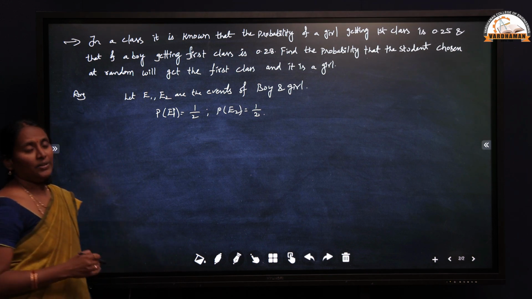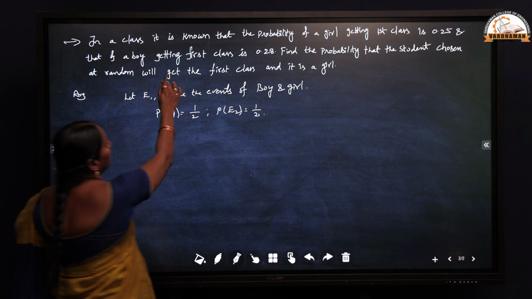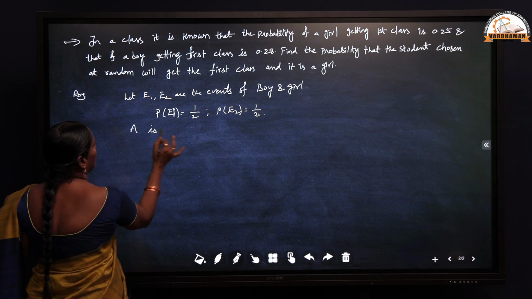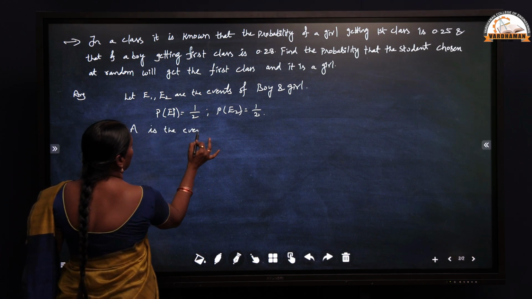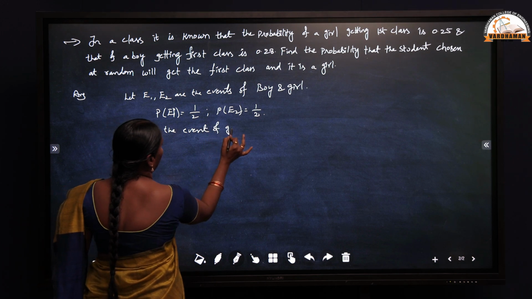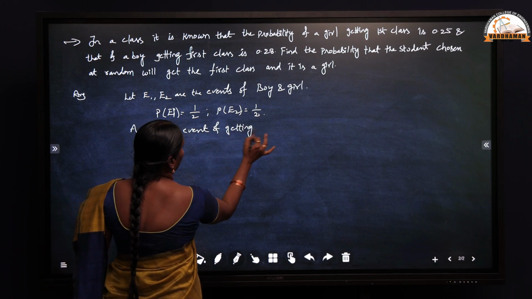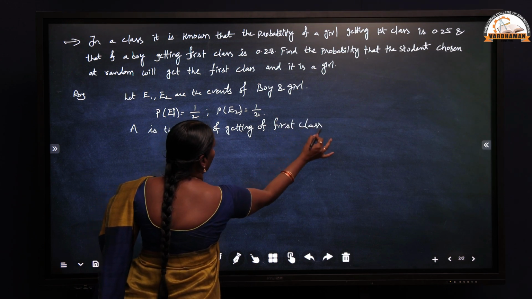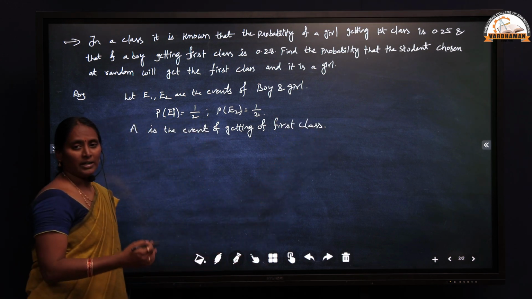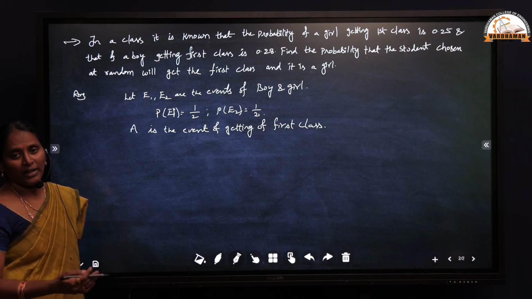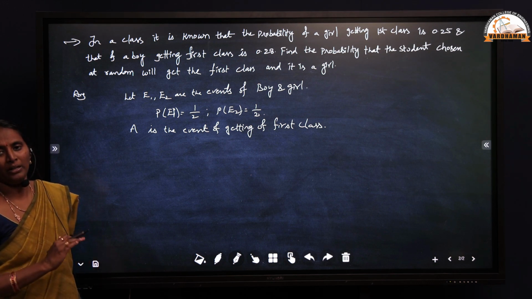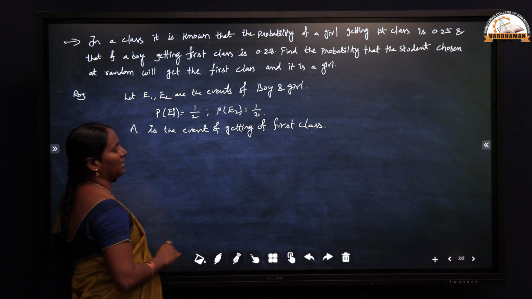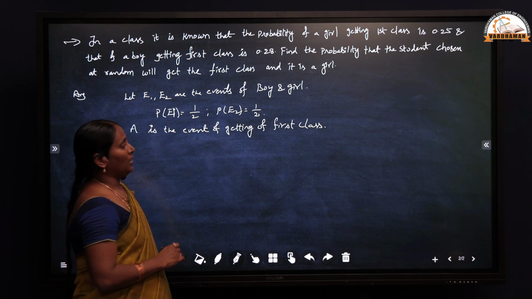What is the success event in the problem? A is the event of getting first class. It means the event which has already happened, a success event. If any defective item is there, the event has already happened. So in the given problem, we are going to define A as the event of getting a first class.